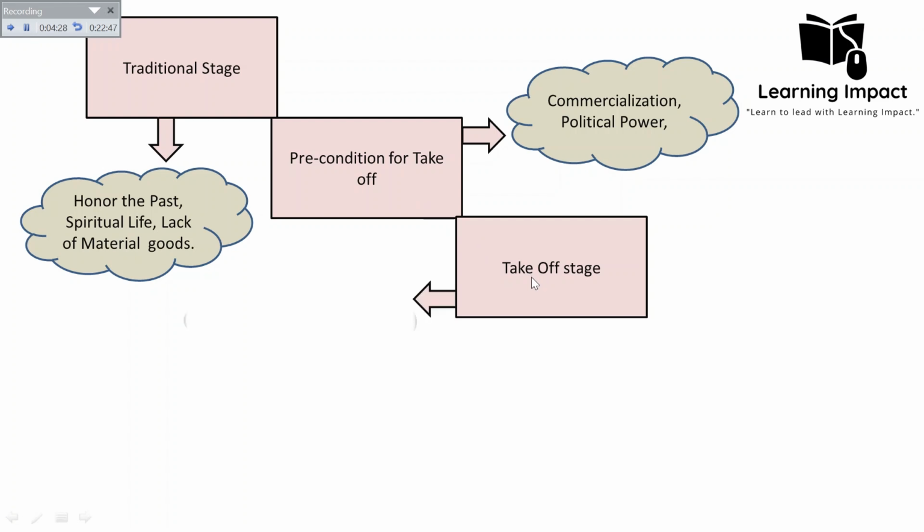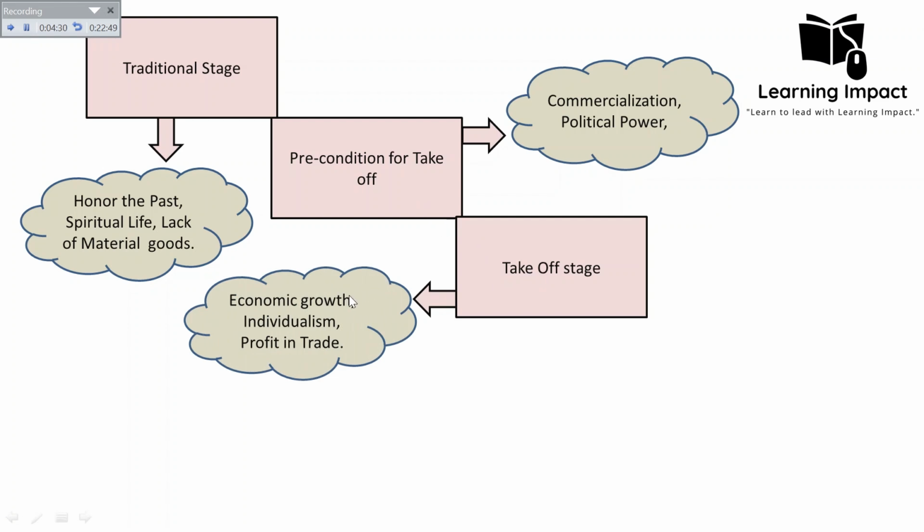So at takeoff stage, what happened, that there is now economic growth. There is mostly individualism, that people are now more self-centered as compared to more collectivist as they were in the traditional stage, and also they try to generate more and more profit in trading. This is how the society becomes in a takeoff stage.